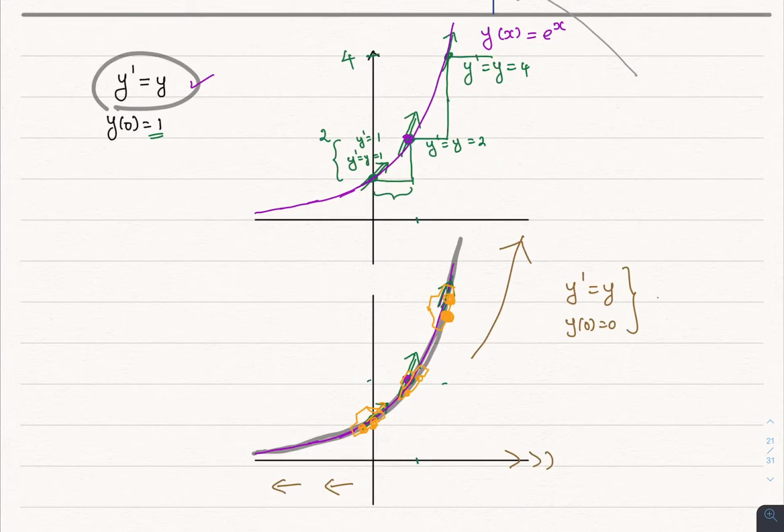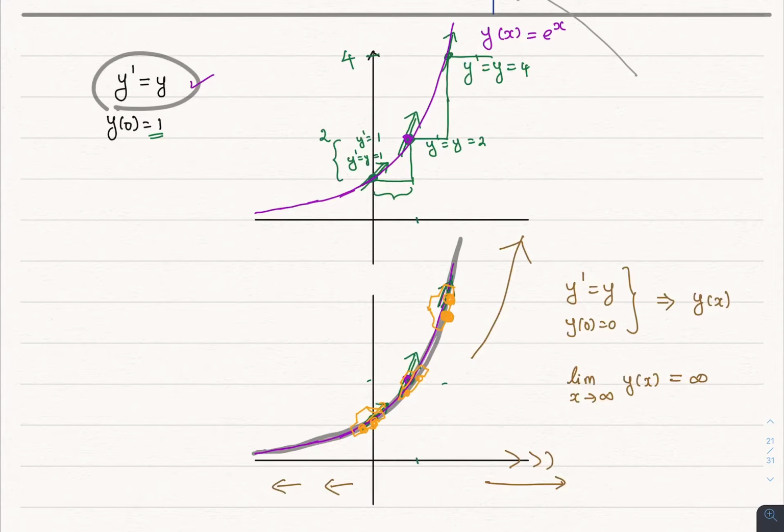If this one has a solution, y of x, again, I don't know what the solution is, but I know for a fact that when x goes to infinity, the y value must also go to infinity. So it has to go up.